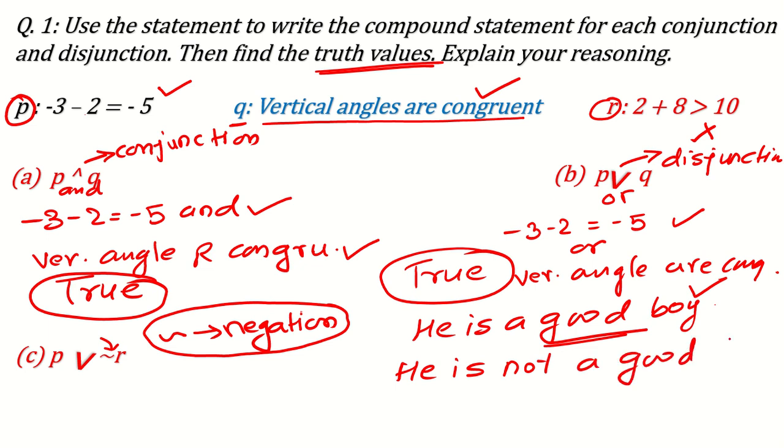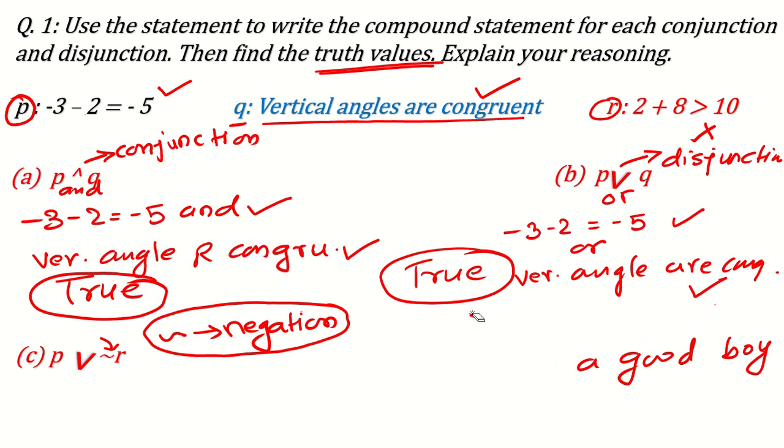Remember this thing. You will say, Mr., what's the difference between these two? Big difference. Here, if a student is not good, it doesn't mean that he is a bad student. He can be neutral also, like, neither good nor bad. So while writing the negation, you will have to be extra careful. So just use the word not if you are not sure with the negation.